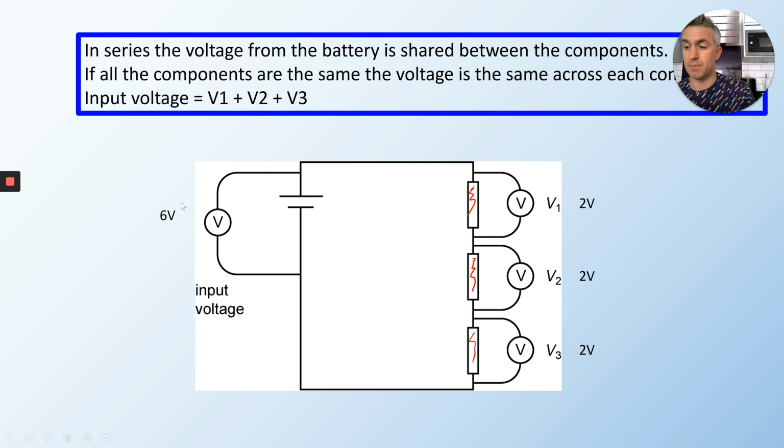And so this gives us 6 volts of potential difference from the battery, meaning you get 2 volts across this one, 2 volts across that one, and 2 volts across that one. So in a series circuit, the voltage from the cell, the potential difference, is shared between the components. If the components are the same, it's shared equally. If they're not the same, it is not shared equally.